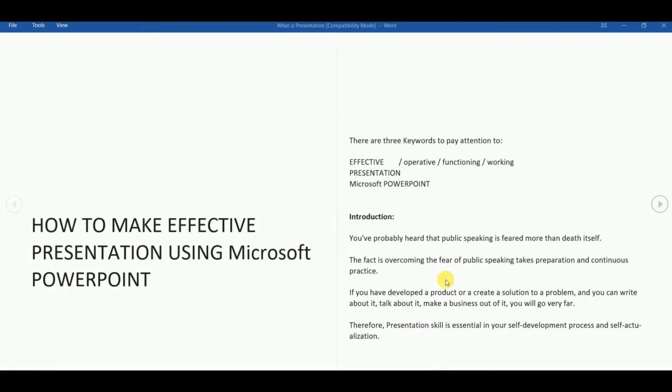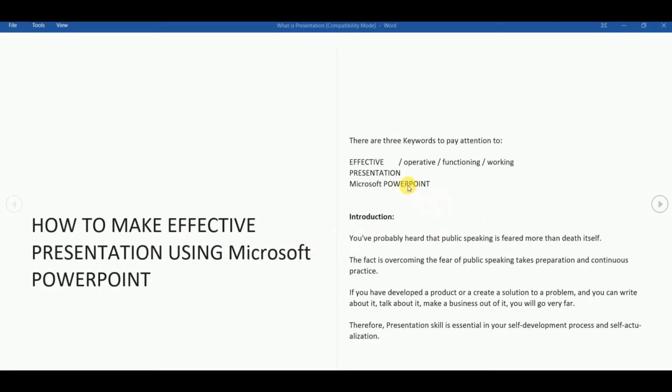Based on the topic, there are three keywords which we need to pay attention to. The first one is effective, the second one is presentation, and the third one is Microsoft PowerPoint. The words to explain what effective means are operative, functional, working. So we can rephrase this topic to mean how to make a working presentation using Microsoft PowerPoint.